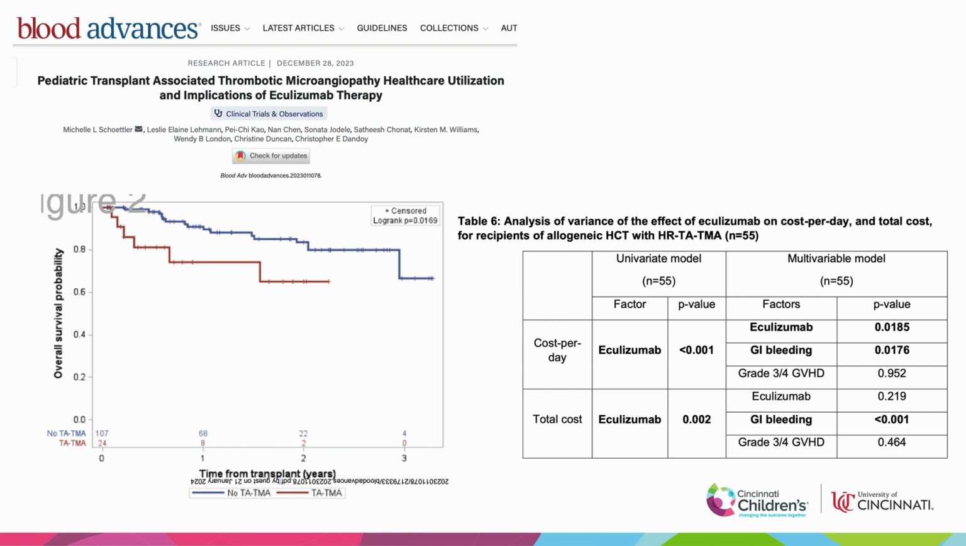The only time that the eculizumab group was significantly higher than the non-eculizumab group is when you had GI GVHD and TMA and you had GI bleeding. Because in those patients, you have to give higher doses and they require more infusions and it's a lot of cost.